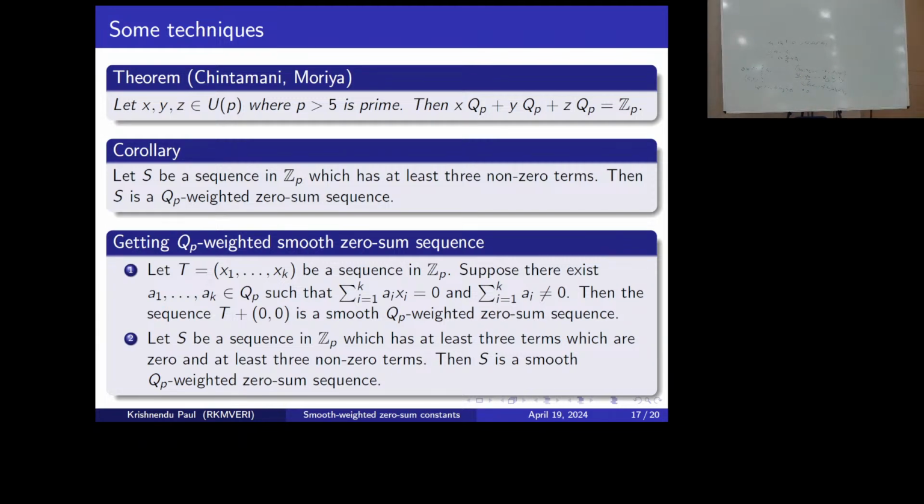Next one is, if we have a sequence with 3 terms 0 and 3 non-zero terms, then the sequence is a smooth QP weighted zero sum sequence. The proof is similar using the corollary. Okay.